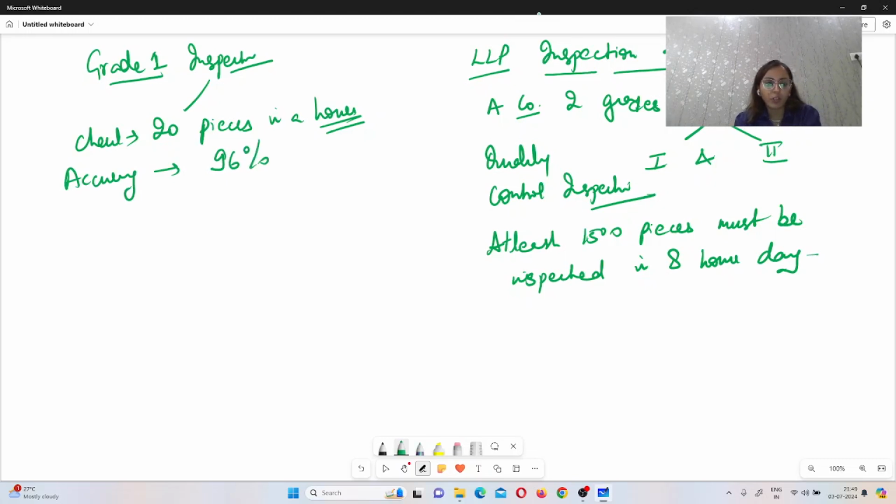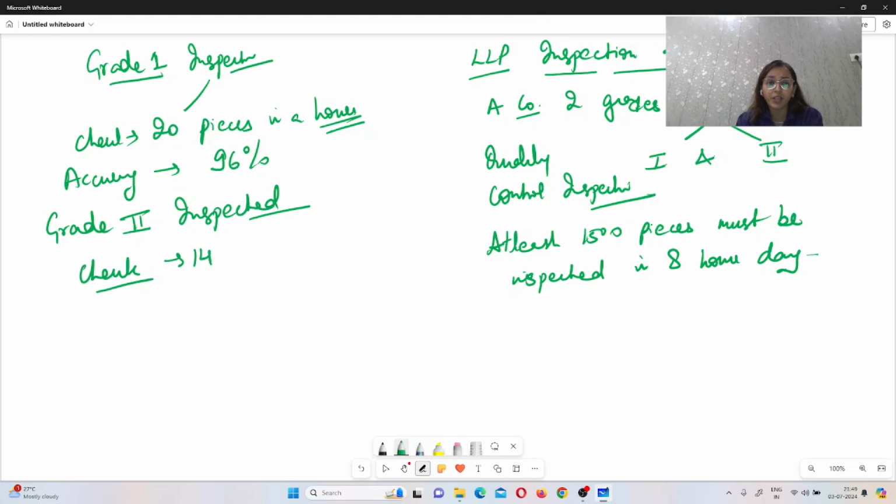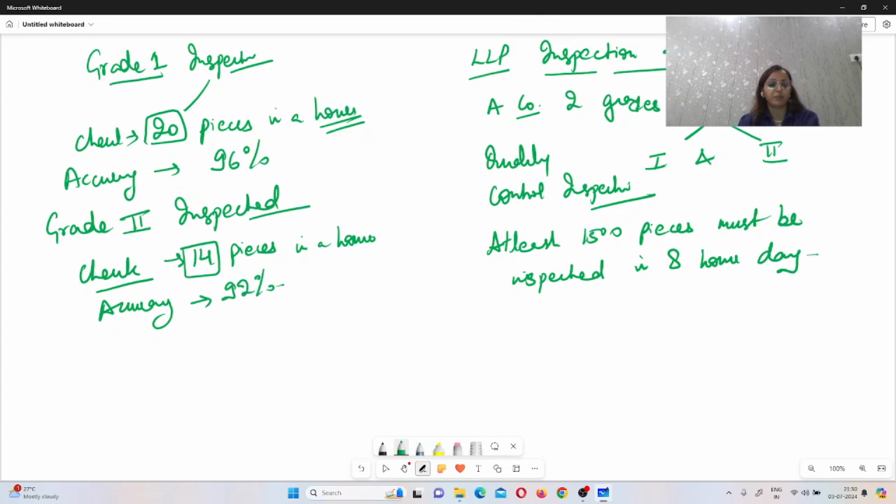But if I'm talking about the grade 2 inspector, who also checks these goods, the grade 2 inspector checks 14 pieces within an hour. The accuracy level of this inspector is 92%.